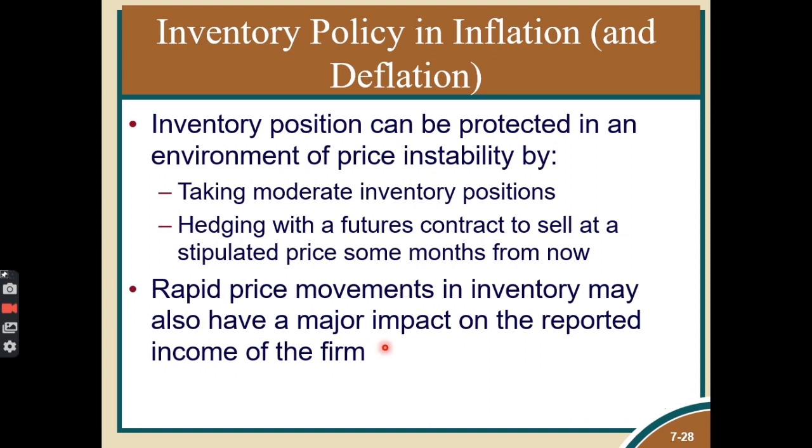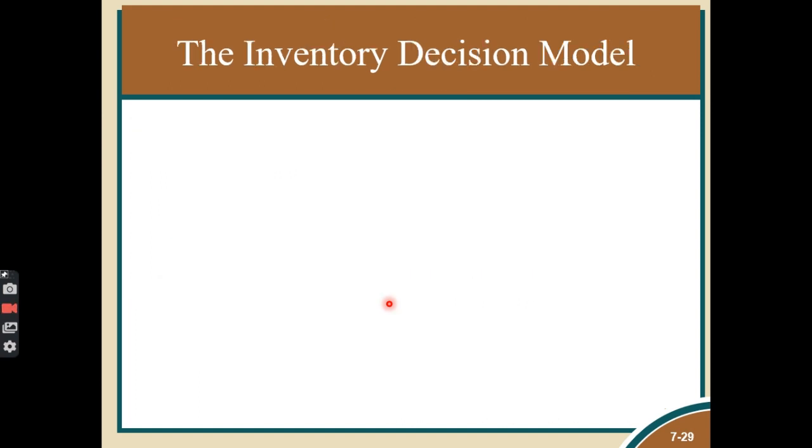Rapid price movements in inventory may also have a major impact on the reported income of the firm. Just like what we said, if the product is in high demand, then you can increase the prices in order to benefit more from the sale. But if your product becomes less in demand, then you reduce the selling price so that you can sell and dispose of your inventory items.